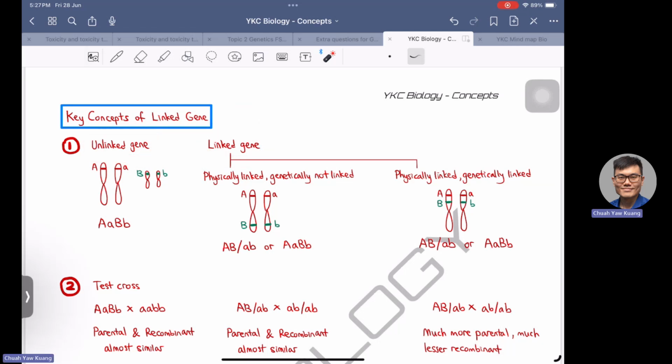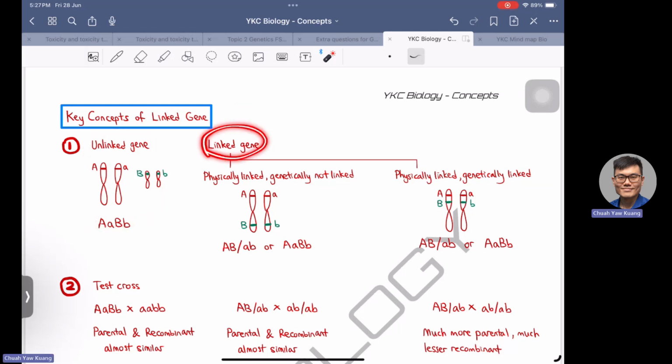So basically, unlinked genes are those pairs of genes that occur on different chromosomes. For example, this A gene is on one homologous chromosome pair, and the B gene is on another chromosome. They are not related. So this type is considered unlinked genes. This includes all the normal Mendel's model, the dihybrid cross, or even the deviations from Mendel's model, like codominance, incomplete dominance, polygenic inheritance, multiple alleles. All of this is mostly unlinked genes.